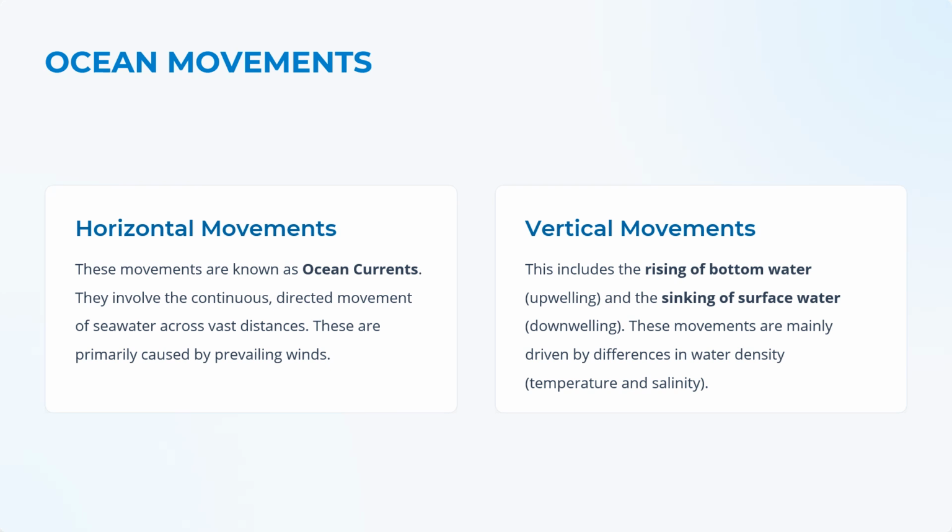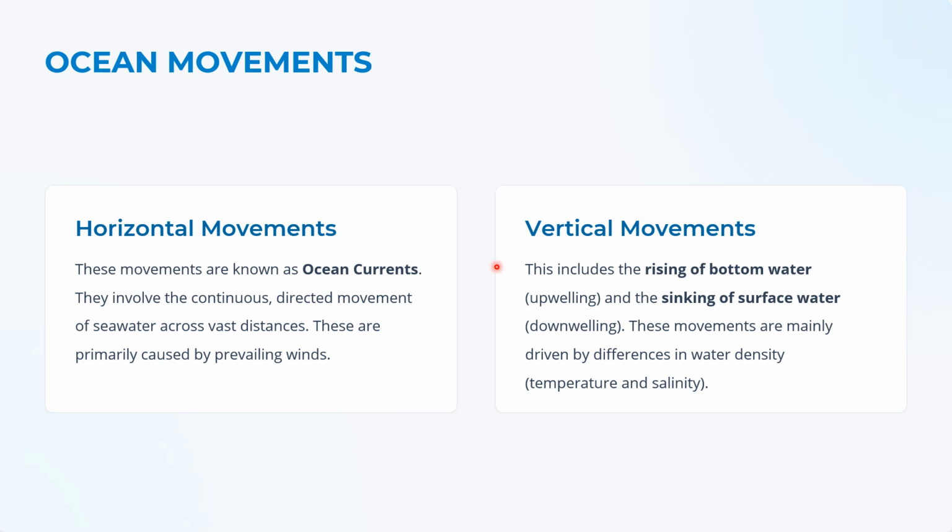Movements of ocean means the ocean has two kinds of movements. One is called horizontal movement and one is called vertical movement. What is horizontal movement? The movement is called ocean currents. That means the ocean is moving horizontally along its surface from the coastline of one continent to another continent. Maybe it's from southern to northern part, western to eastern part, north to south, whatever. The movement of water is called horizontal movement. We will be learning about the oceanic currents in this chapter.